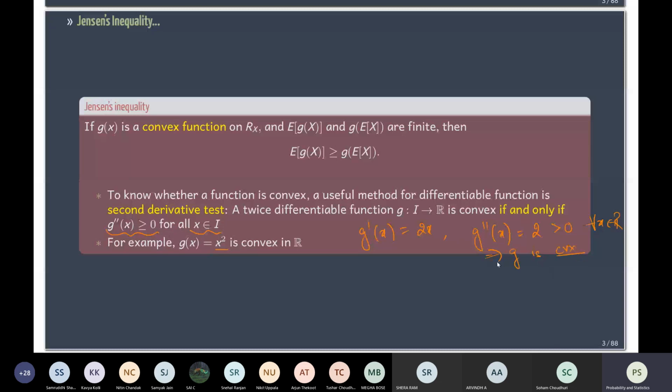That double derivative being greater than 0 ensures that it will always remain bowl shaped. In other words, it will never bend down. It will always bend up. The rate of change of the tangent always has to be in the increasing, or non-decreasing, mode. So this ensures that it's convex. That was our thing.